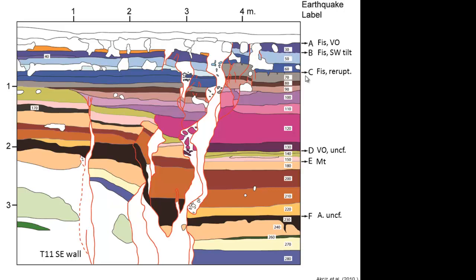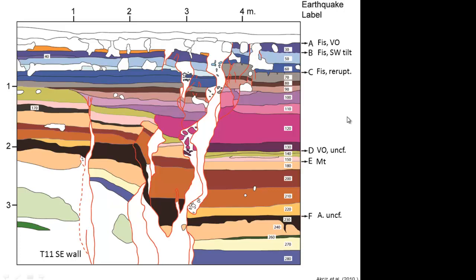So anyway, the event F is between layers 230 and 220, and it has an angular unconformity. So if you look at basically 210, it is a lot thicker here than here, so it shows this vertical offset difference.